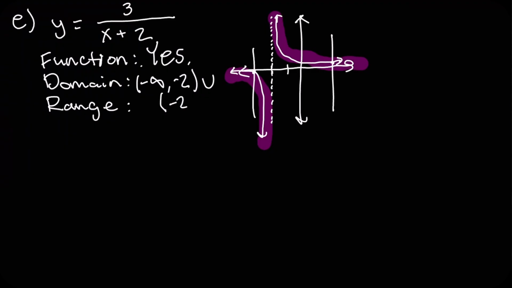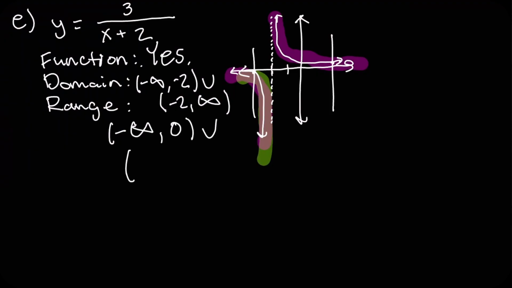Okay, our range. It's going to be a little bit similar, but this time we have to think about this a little differently. So we're going to come in from negative infinity, and then we approach this line in the middle, which is 0. So we have negative infinity to 0, and then again we'll use union, and then we start at 0 and we go all the way up to positive infinity, and that's going to be our range.